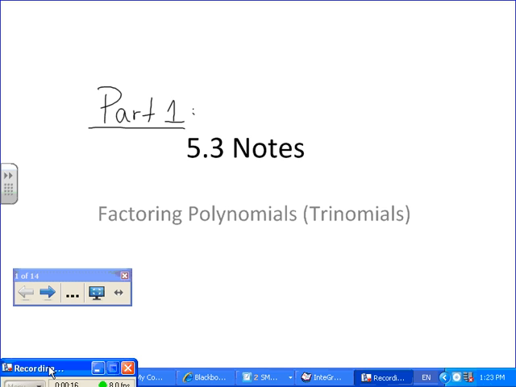So we're looking at factoring polynomials in all of our 5.3 lessons, but specifically we're looking at 3-term polynomials, so trinomials. We will also look at binomials in part 2, but most of the time we're spending on trinomials, which are polynomials that have 1, 2, 3 terms in them altogether.